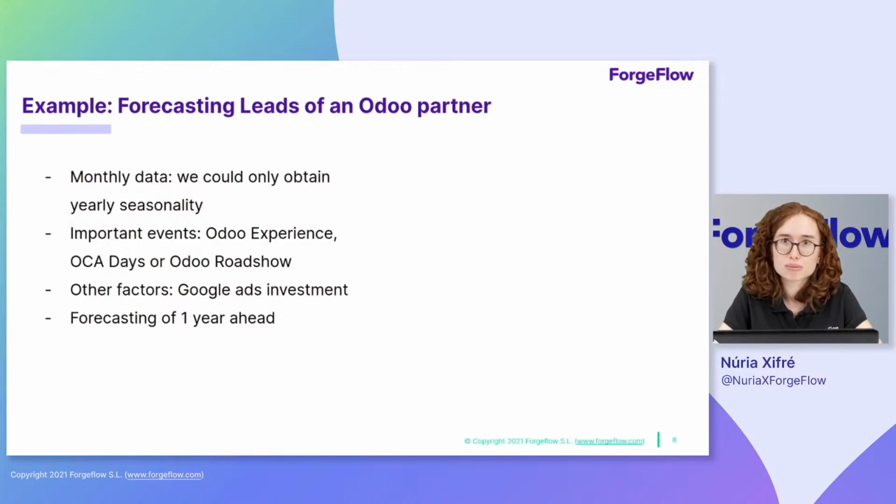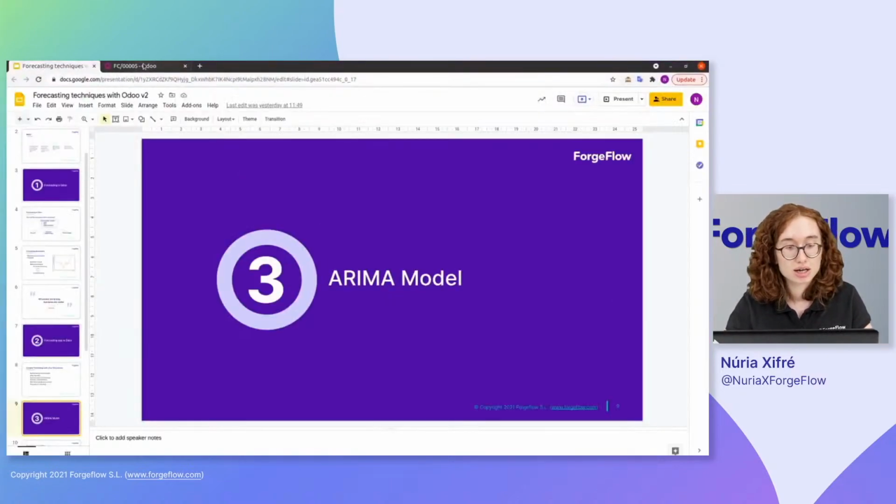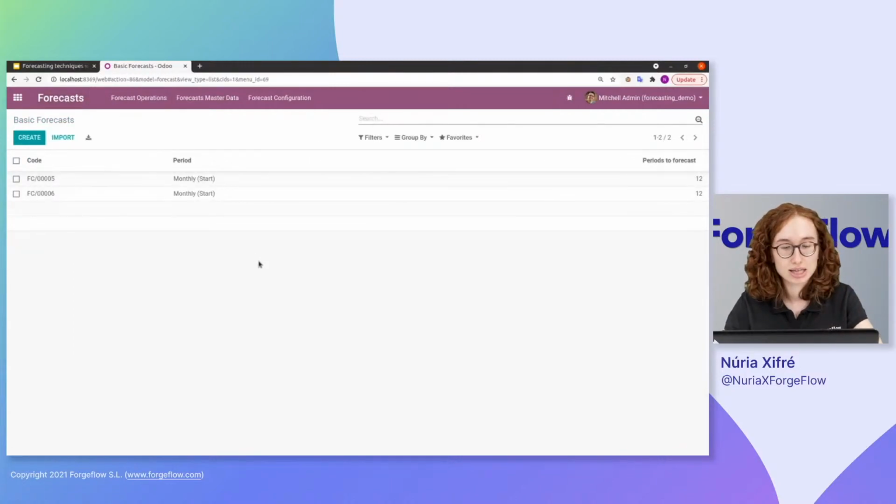Odoo Experience, for example, could be an important event for us to increase the leads. Also Odoo days, or for example, the Odoo Roadshow, which takes place in our city. Other factors that could affect the leads could be, for example, the investment my company is doing in Google Ads. But the goal will be to forecast these leads 1 year ahead, so 12 months. The first model we're going to try for this task will be Arima. Now I will quit the presentation and I will go to the forecasting app.